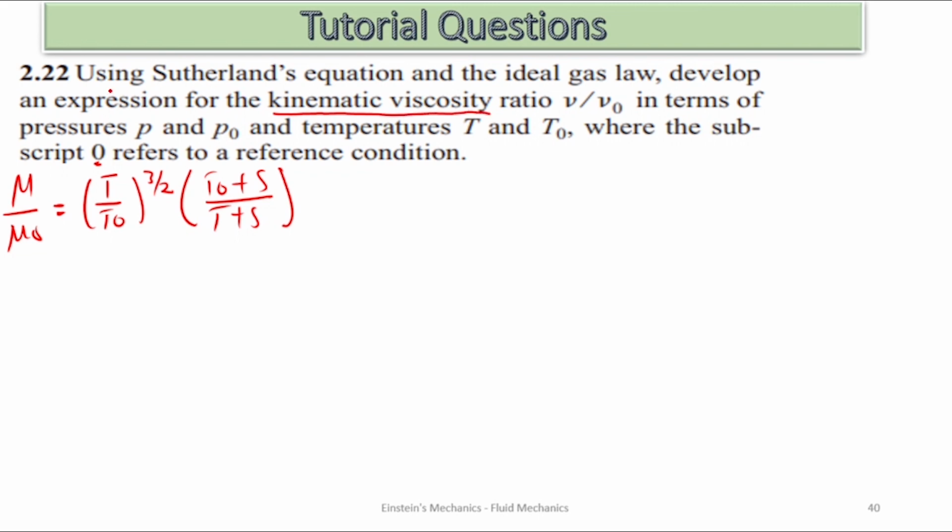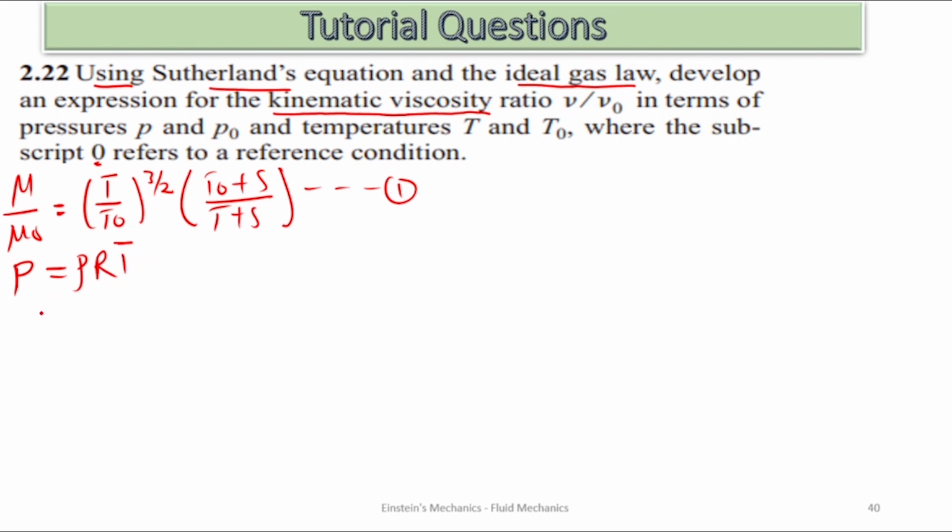Pay attention. And the question is saying we should use only two equations: Sutherland's equation and the ideal gas law. But we've already discussed this equation. So this is equation 1 for the Sutherland's. What about the ideal gas law equation? We saw that from the ideal gas equation, our pressure is given as rho RT. This is it.